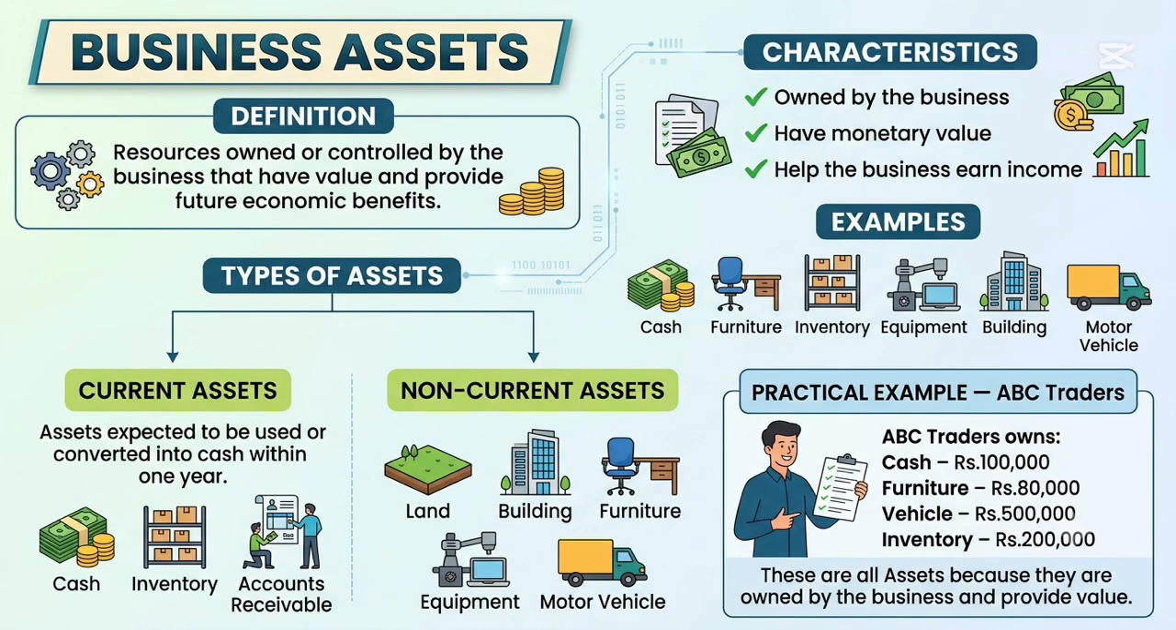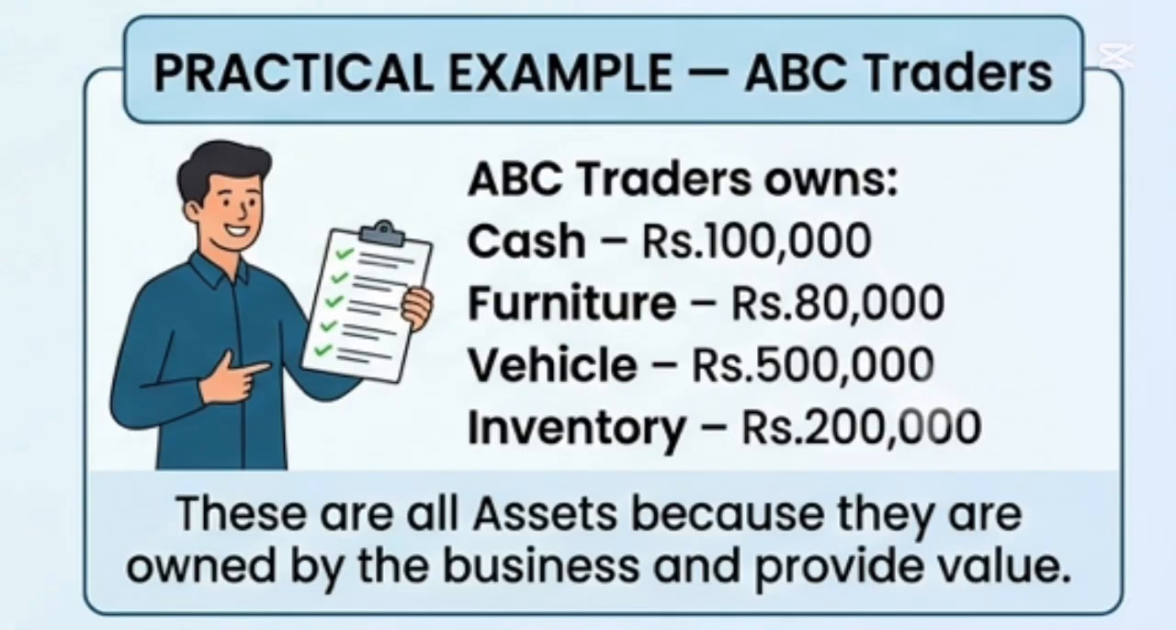Let's look at a practical example to understand assets better. Let's take the example of ABC Traders. The business owns cash worth 100,000 rupees, furniture worth 80,000 rupees, a vehicle worth 500,000 rupees, and inventory worth 200,000 rupees. All of these are assets because they are owned by the business and provide value. Notice that some assets, like cash and inventory, are current assets, while furniture and vehicles are non-current assets. This shows that a business can own different types of assets at the same time.